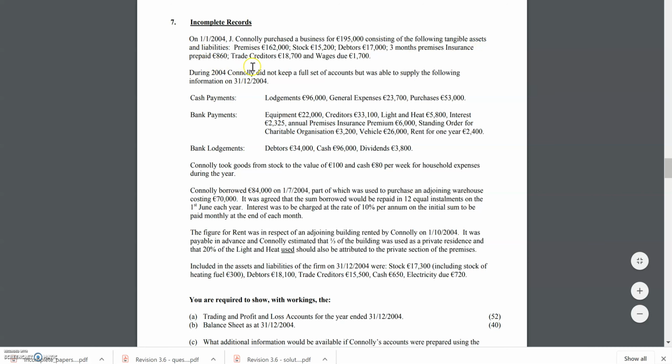We have to identify from this first paragraph which ones are your assets and which ones are your liabilities, and then the difference between the two will be your goodwill. Let's go through each one and see whether it's an asset or liability. Your premises is an asset, your stock is an asset, your debtors is an asset, 3 months premises insurance prepaid, that's an asset. Trade creditors then is a liability, and wages due is a liability.